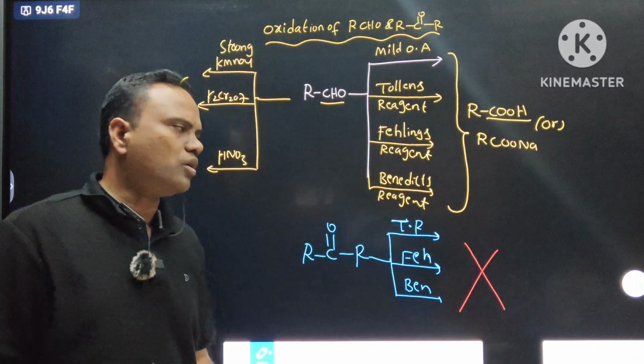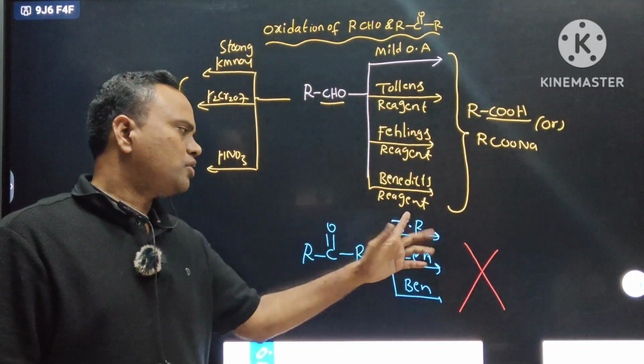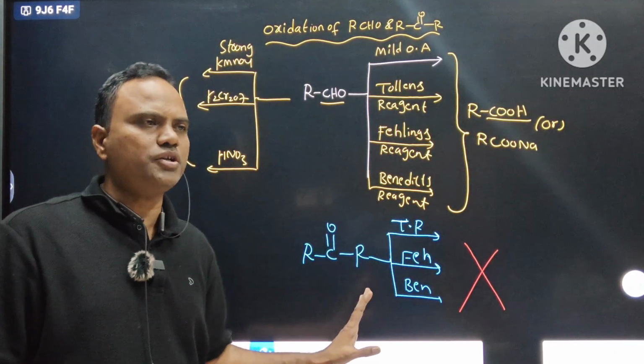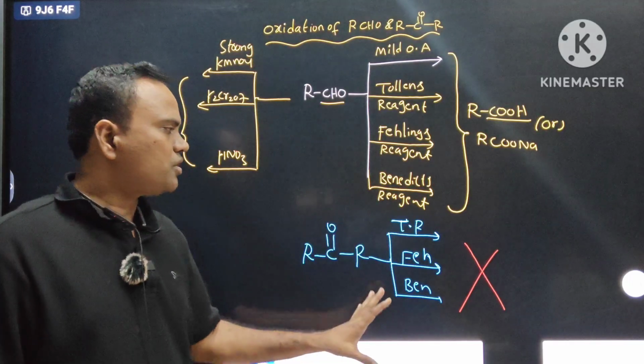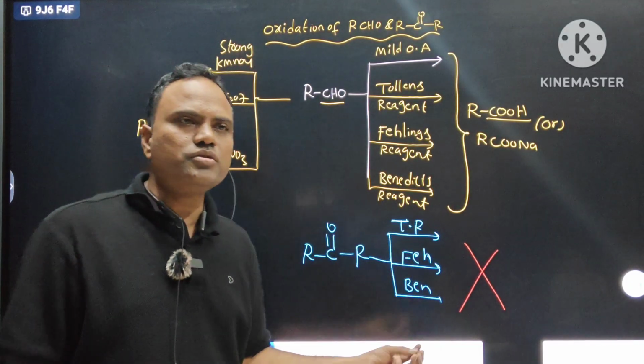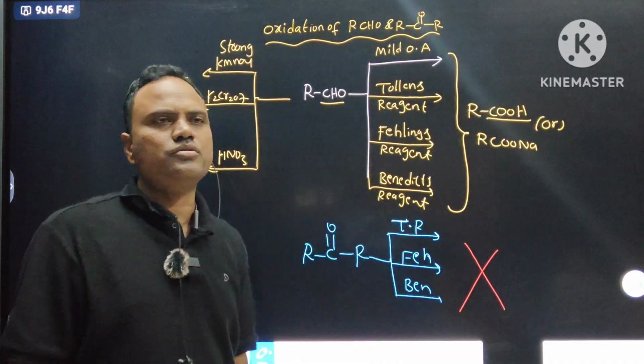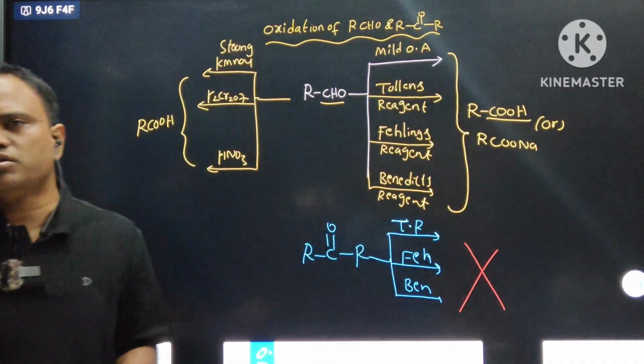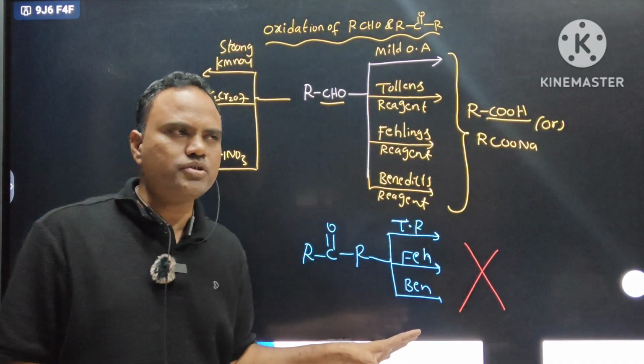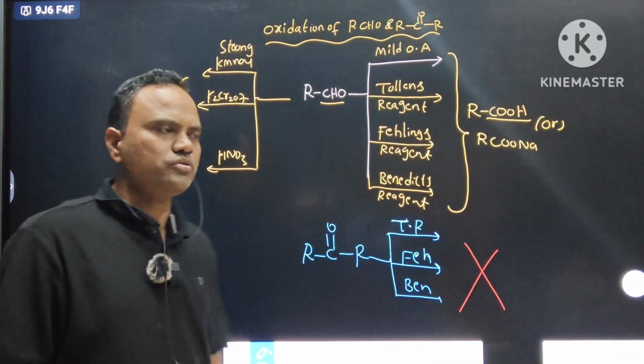How can you distinguish aldehydes and ketones? By using Tollens, Fehling's, or Benedict's, any one of the reagents. Because these three reagents oxidize only aldehydes. These three do not oxidize ketones. So we can use these three reagents to distinguish aldehydes and ketones.